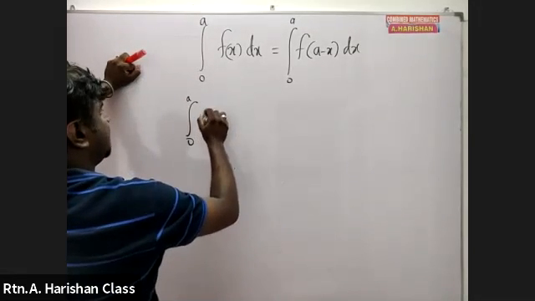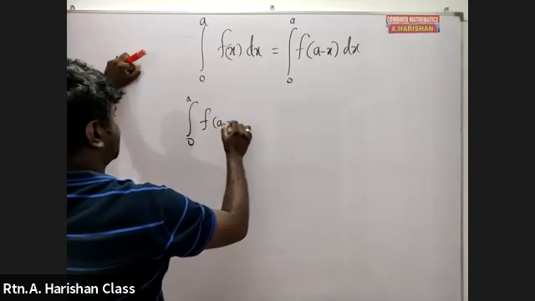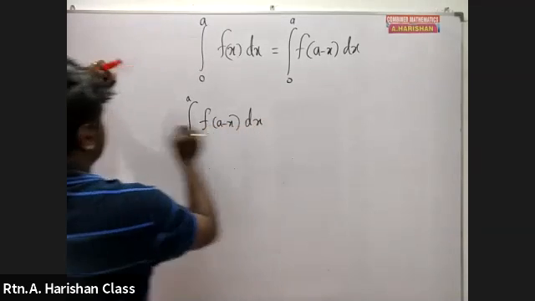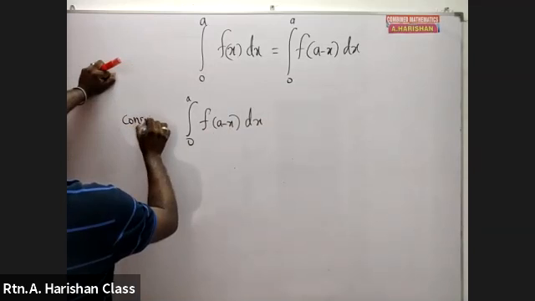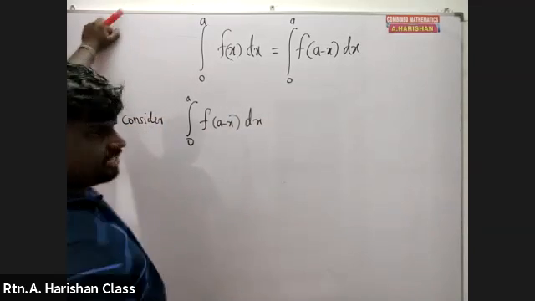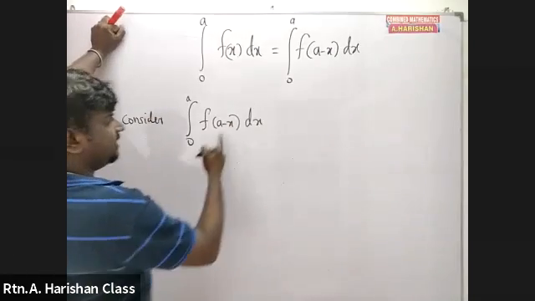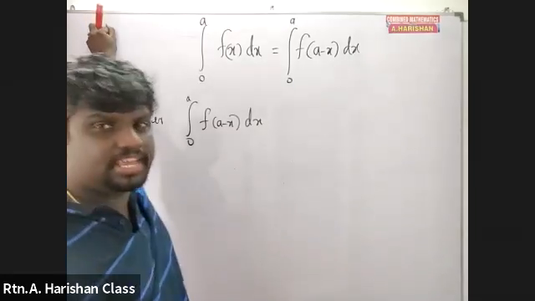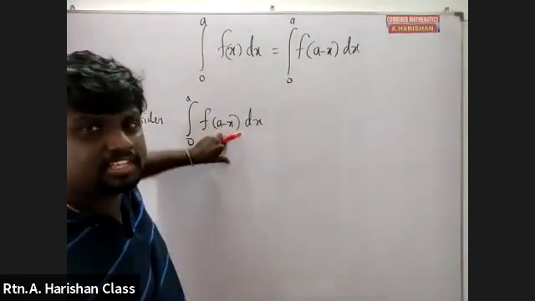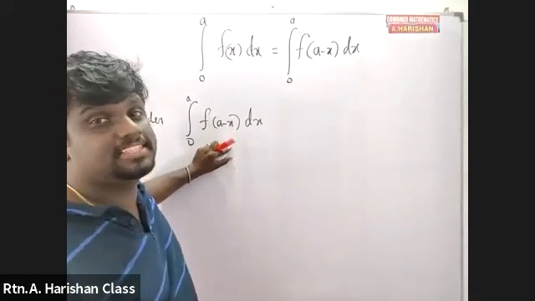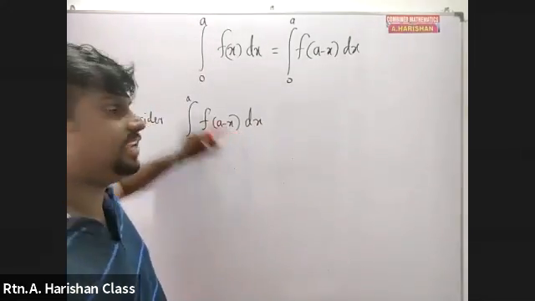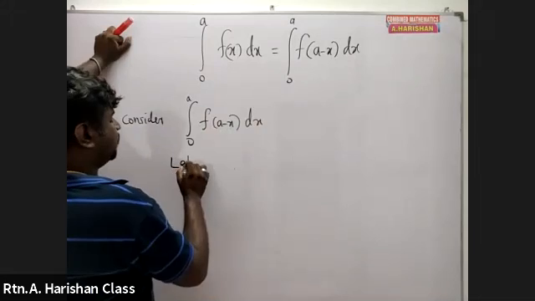So consider the integral of f of a minus x dx. You have to consider this. Always you need to know there is a minus x. Why did I take this? Because it's easy to substitute: instead of a minus x, I can put t.